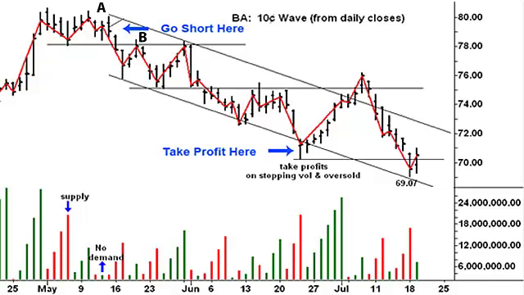Traders could then short the stock at the $79 to $80 level at point A, or wait for Boeing to fall through the ice and rally back to a last point of supply at point B. This was at the $78 to $78.50 level. Then Boeing entered a beautiful downtrend channel and finally became oversold relative to that channel in late June. The stock was at the $70 level.